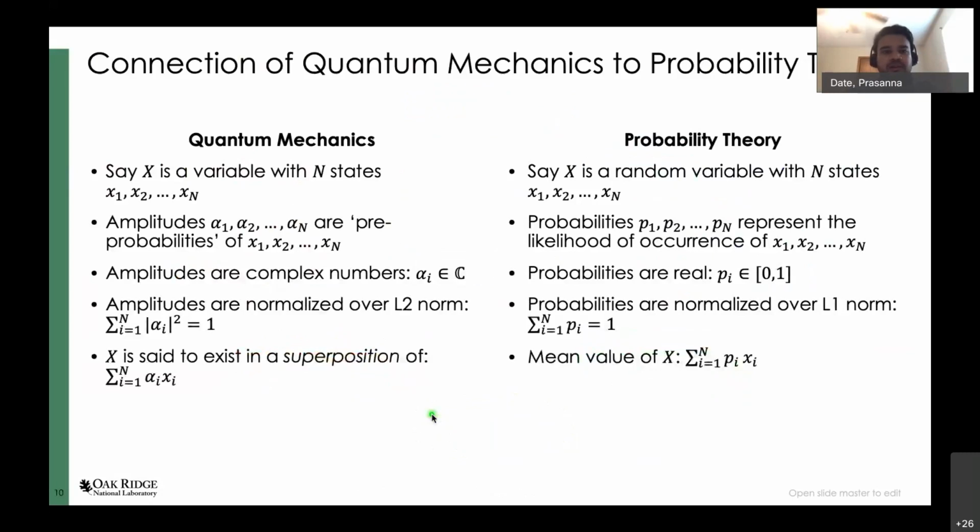Now, we have this quantum mechanics theory, which is coming from physics, and we have probability theory, which is coming from mathematics. It is important to understand what the parallels are. Are they related? How does quantum mechanics compare to probability theory? It's insightful, so I'm going to do a step-by-step comparison here. Let's say we have a variable x in quantum mechanics, which has n states. This could be any n-state quantum system. And in probability, let's say we have a random variable x with n states or n outcomes, like throwing a die or flipping a coin.